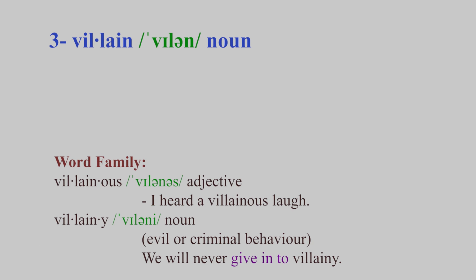So now the word family. Villainous is an adjective, and there is one example for it: I heard a villainous laugh or villainous laughter. And villainy is a noun, meaning evil or criminal behavior. We will never give in to villainy. That is a good structure.